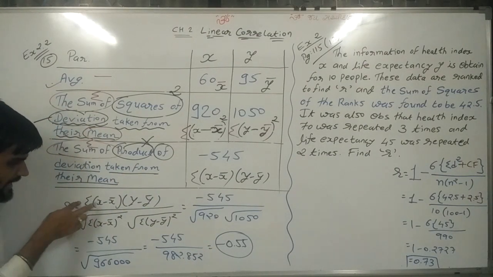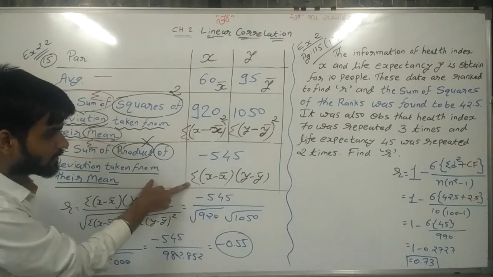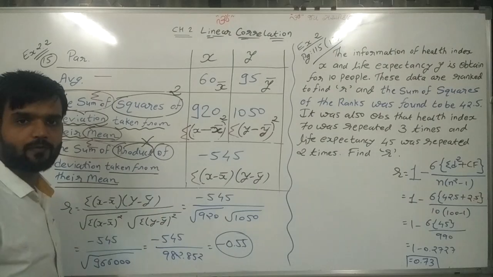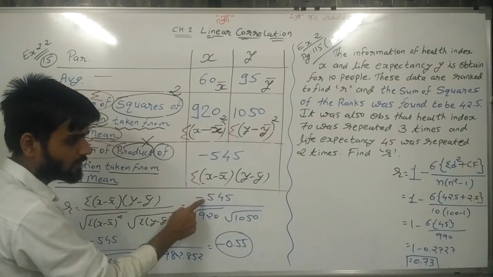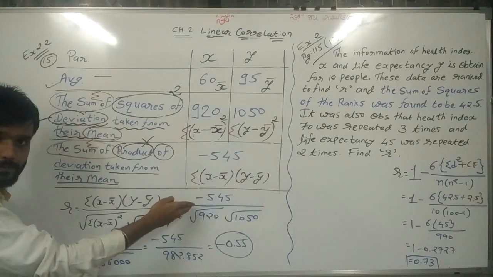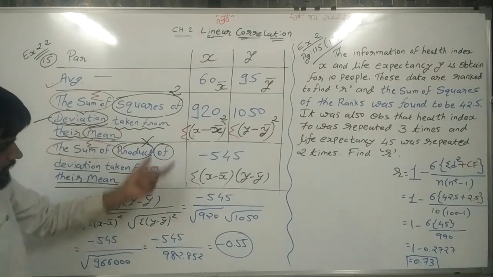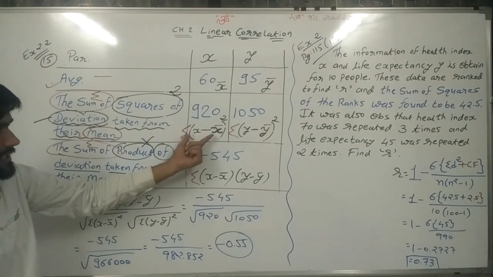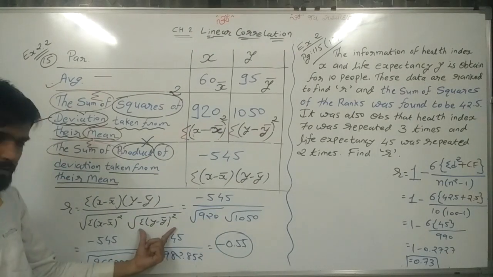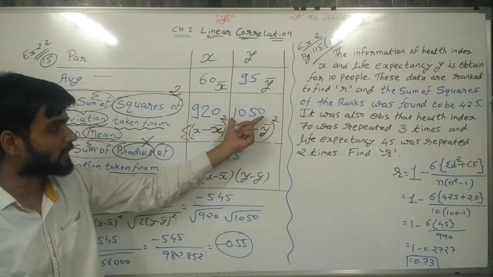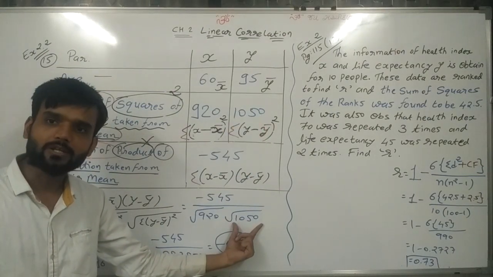Now the value of sigma x minus x bar y minus y bar is already given here: minus 545. So I have written the answer of sigma x minus x bar y minus y bar as minus 545, divided by root sigma x minus x bar square. Sigma x minus x bar square is 920, so root 920. Second under root sigma y minus y bar square, which is 1050, so second under root 1050.